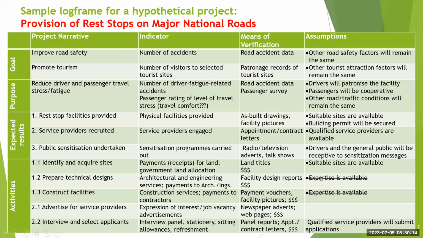I struck out some of the indicators here to indicate that sometimes some of the indicators are so obvious we might not need them, and some of the assumptions are obvious. It is not mandatory that you must always state an assumption. It's in cases where you foresee something can be a risk that you indicate it. But for a project like this, we could almost always take it for granted that expertise will be available and all that.